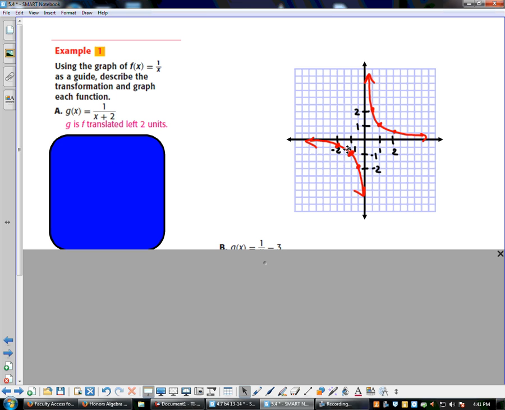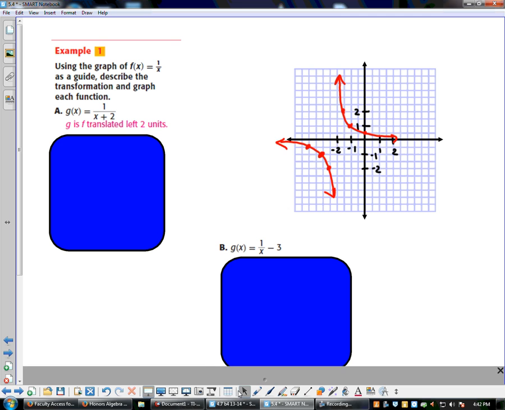So here's our original graph of y equals 1 over x. That's our parent function, but we would want to shift this 2 units to the left. So it's going to end up looking like this. That's our graph. Notice that we're going to have changes in asymptotes, and we'll talk about that in a little bit.